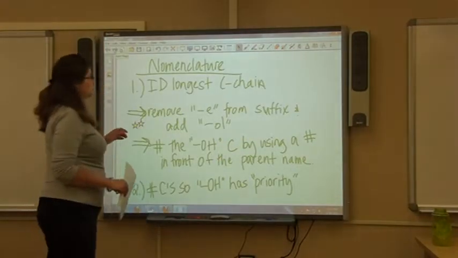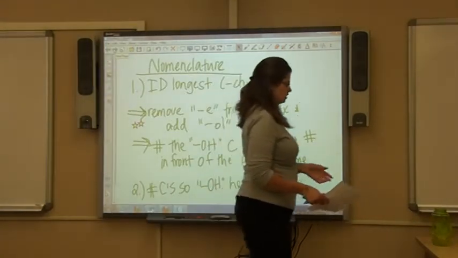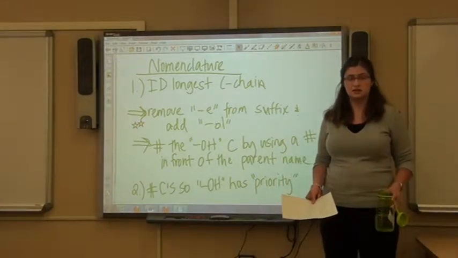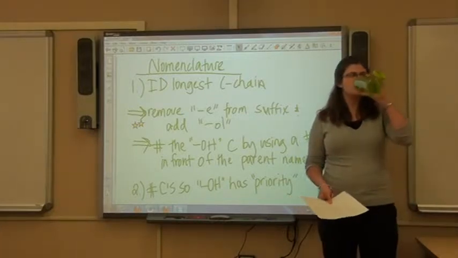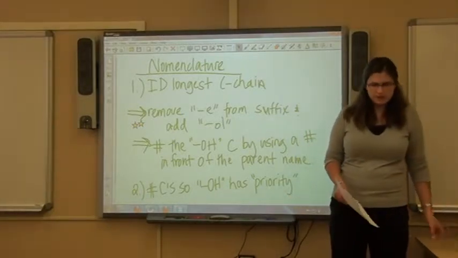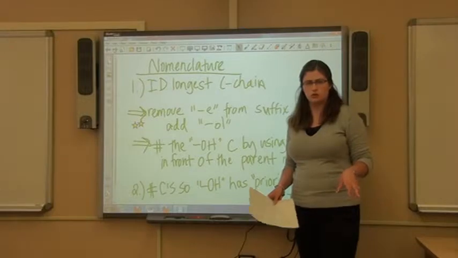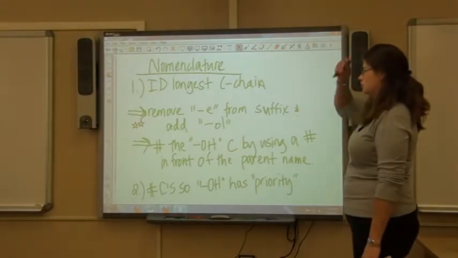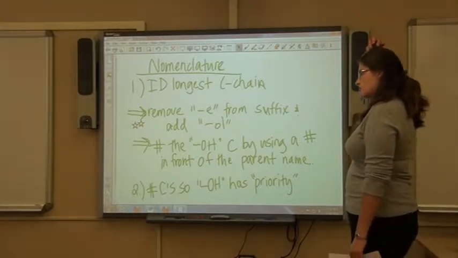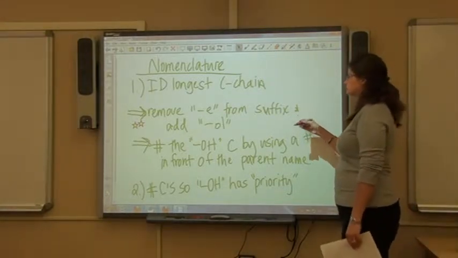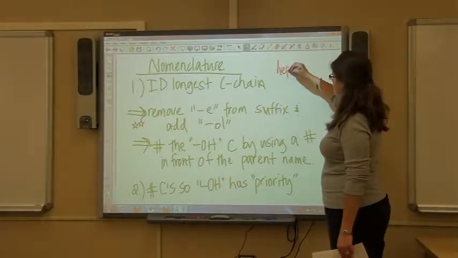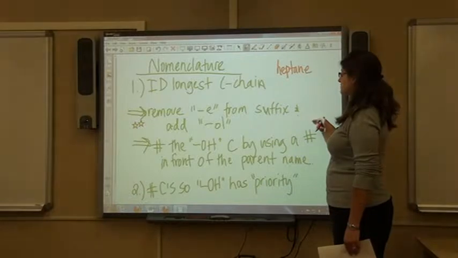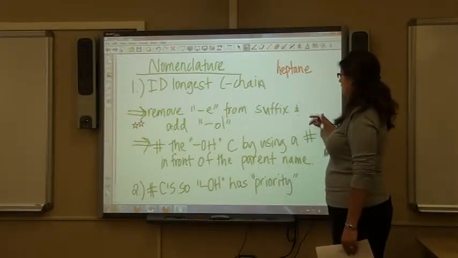Let's talk now a little bit about how to name alcohols. We're going to follow basically the same procedure that we did for alkenes and alkynes. But now we have to do a little something special to treat that OH differently. Okay, so again we're going to start out by identifying our longest carbon chain. And now when we do that, let's say that we have a heptane. This step tells us to remove the E from the suffix and add OL.